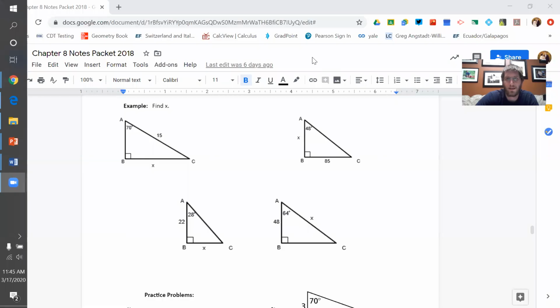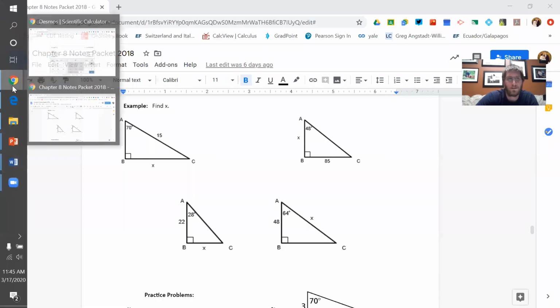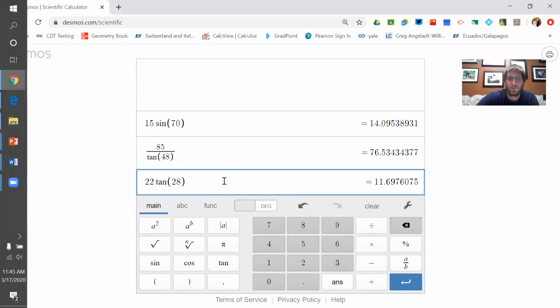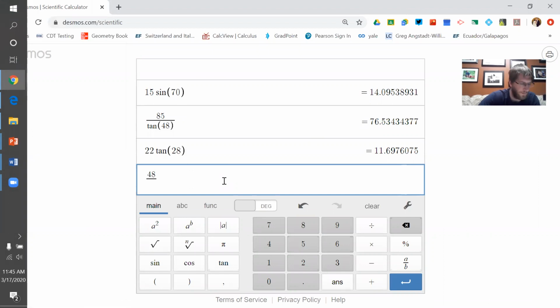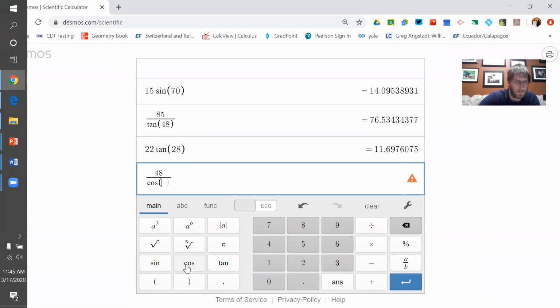So that's one last time here. Let's go over to the calculator and share that with you. So go back to Desmos, and if we type in 48 divided by, and we're doing cosine this time, cosine of 64, that should give us 109.5 if we round to the nearest tenth, 109.5.